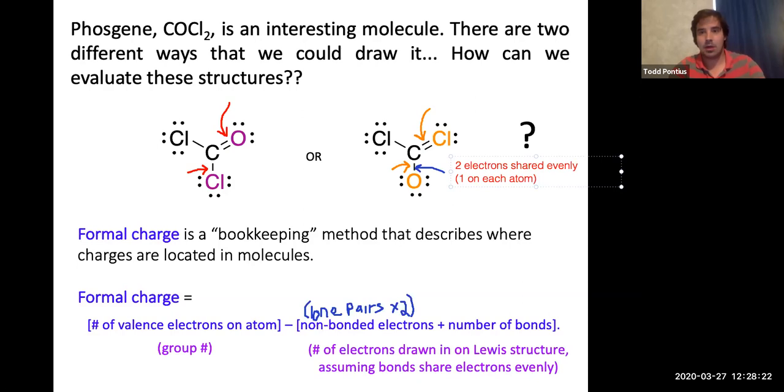Whereas the double bond consists of how many electrons? Excellent, so double bonds consist of 4 electrons. We assume that 2 of the electrons are going to the carbon and 2 are going to the chlorine. It makes more sense when you do it, so let's actually do the calculations for these.